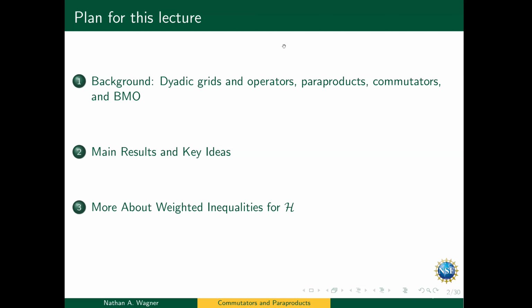So the rough plan for the lecture is we'll talk about the basic objects of study being functions in BMO, or of bounded mean oscillation. Talk a little bit about dyadic grids and operators, as well as paraproducts and commutators, which are the specific operators that we're studying. Then I'll tell you what our main results are. And then in the third section, if I have time, I'll dig in a little bit more into some of the ideas behind the weighted inequalities that we prove.